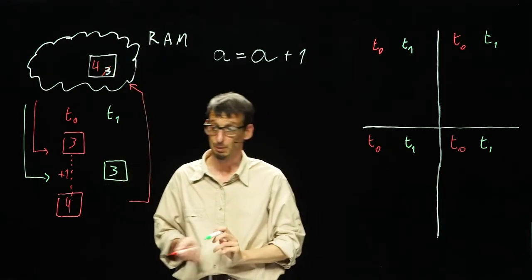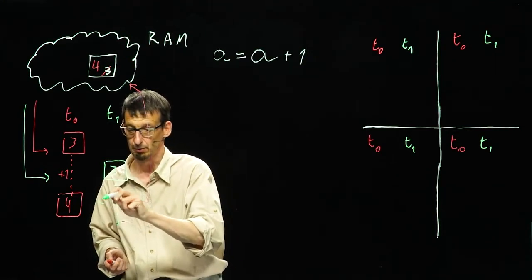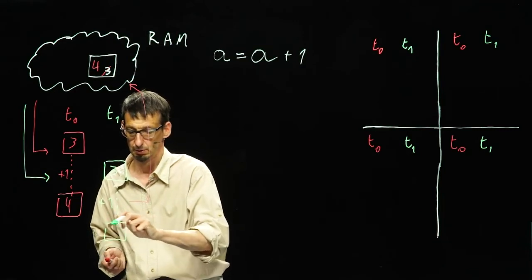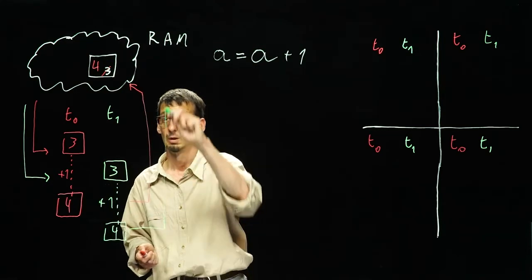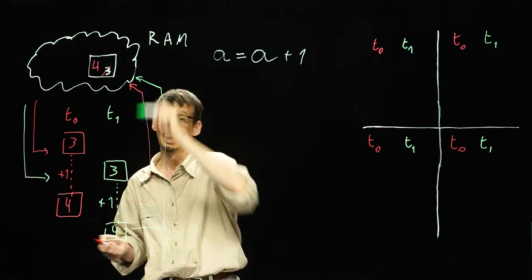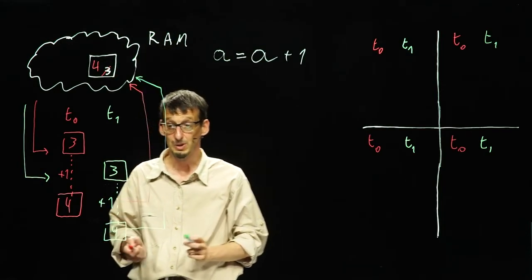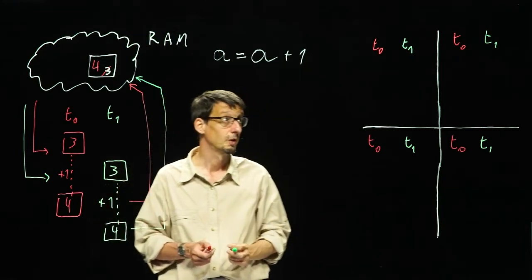However, T1 can happily continue updating its register value, which is now also 4, which gets stored into memory and just overrides the 4 that's already there. So we get a result which we didn't expect and which is essentially not correct.